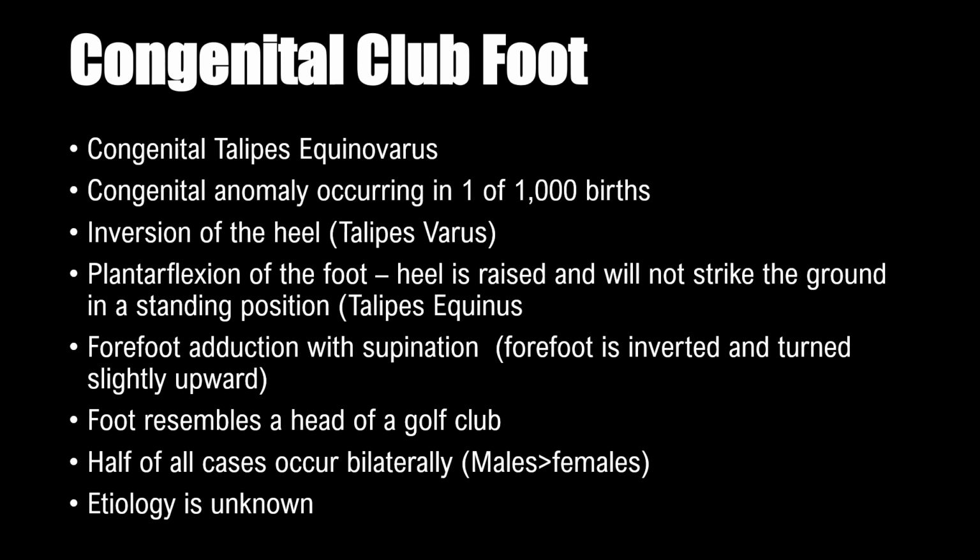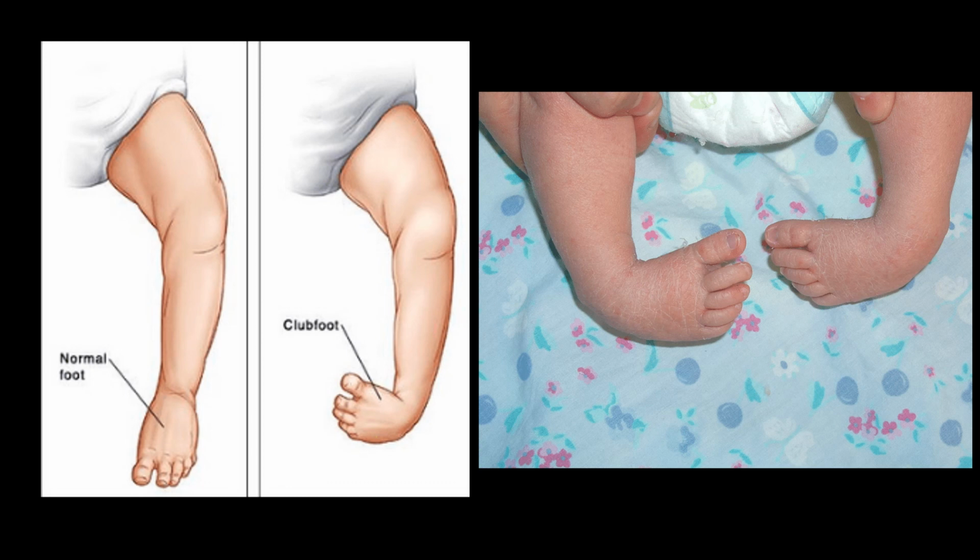So the heel is raised and will not actually strike the ground in a standing position. There's forefoot adduction and supination. So the forefoot is actually inverted and turned slightly upward. So really, the foot actually will resemble a head of a golf club. Half of all cases typically occur bilaterally, and this happens more in males than females, and the cause is unknown. And here's just some examples of a club foot. Really inverted inward.